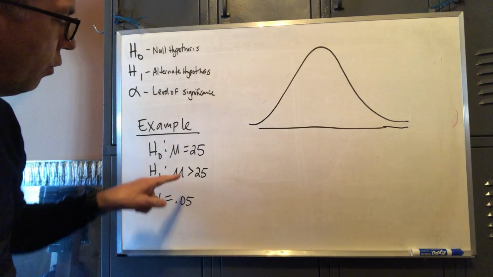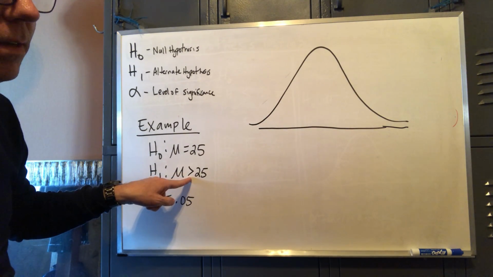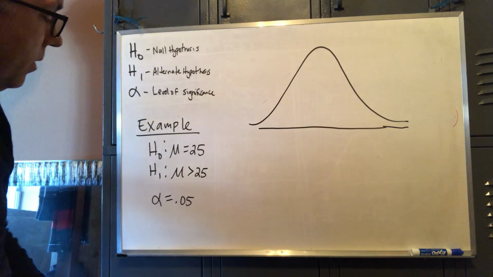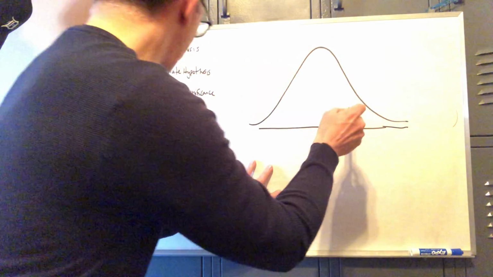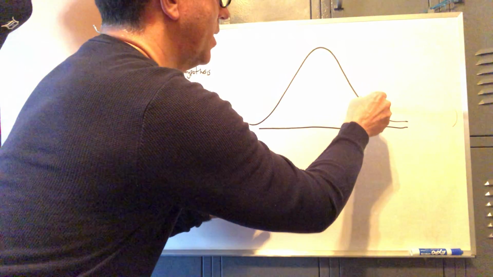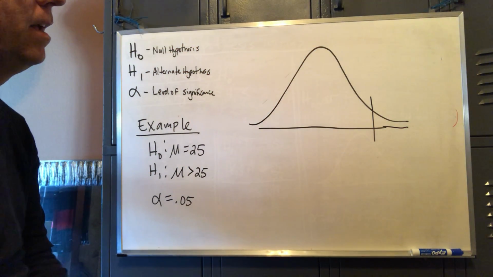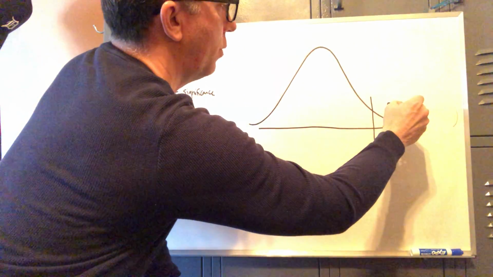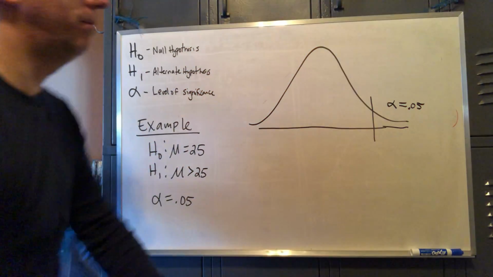So since it's a greater than sign, it's on the right side. Greater is on the right, less than is on the left, not equal to is both sides, okay? So since it's greater than, it's going to be on the right. So I'm going to mark off about, just guess, about 5% of my graph on the right side. And that whole region we're going to call alpha, okay? Alpha is 0.05. So that's the size of my rejection area.